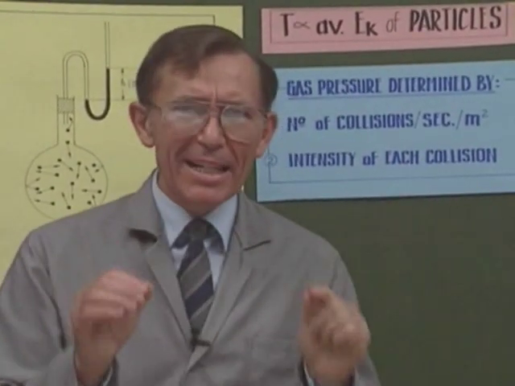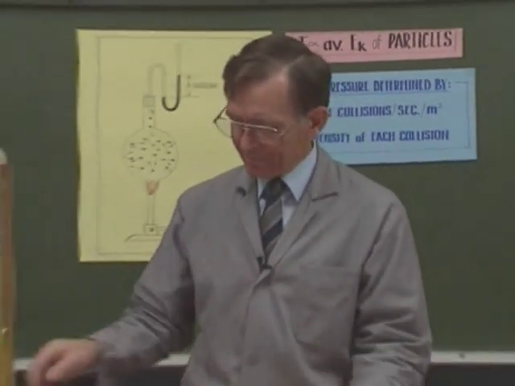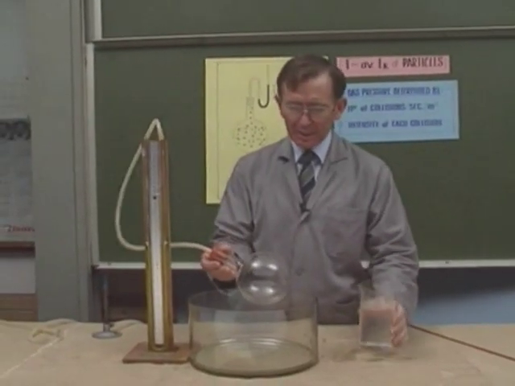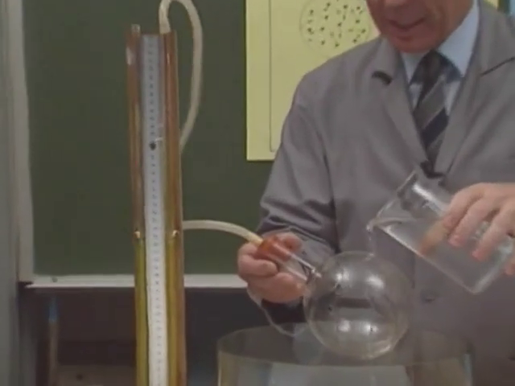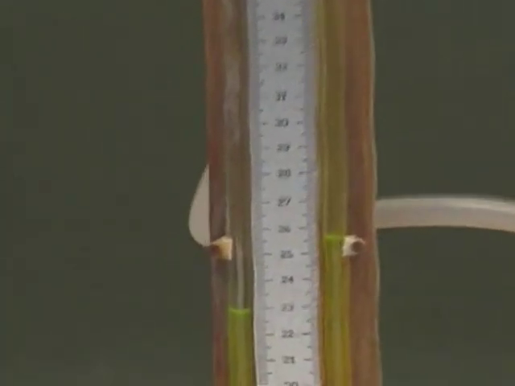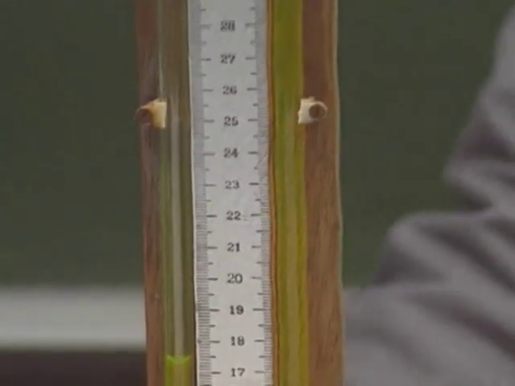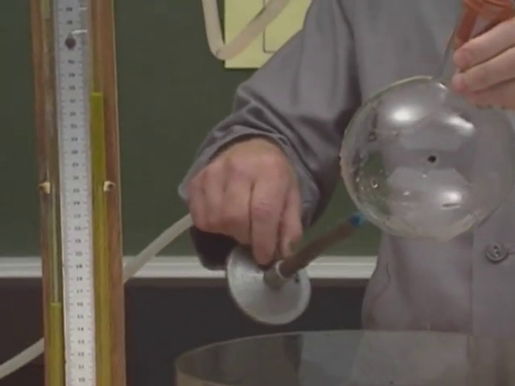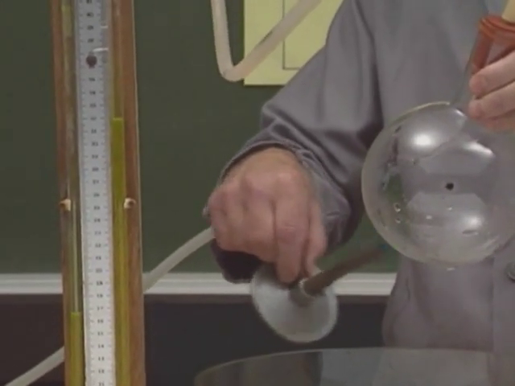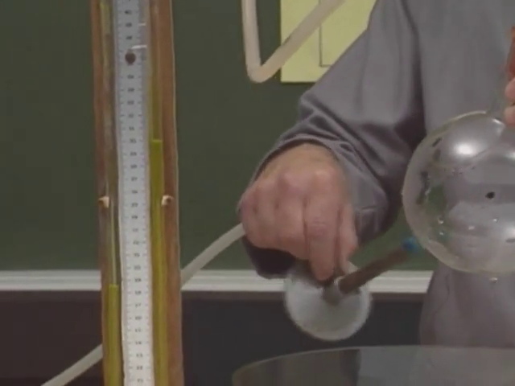How is the pressure of a gas affected by a change in temperature? I got some air in this flask. I'm pouring cold water over it, and the manometer indicates a drop in the pressure of the gas. But if I heat the gas in this flask with this Bunsen burner, we see the manometer indicates an increase in pressure.